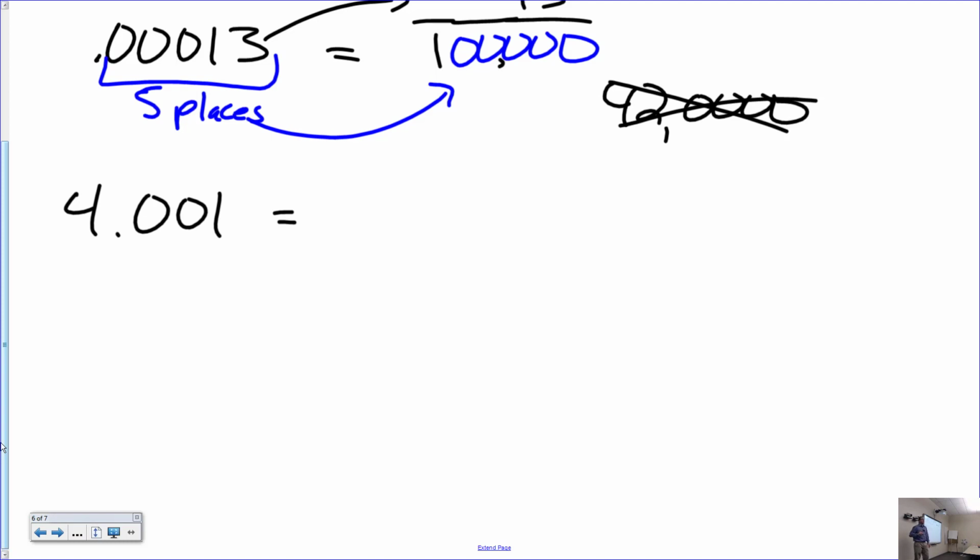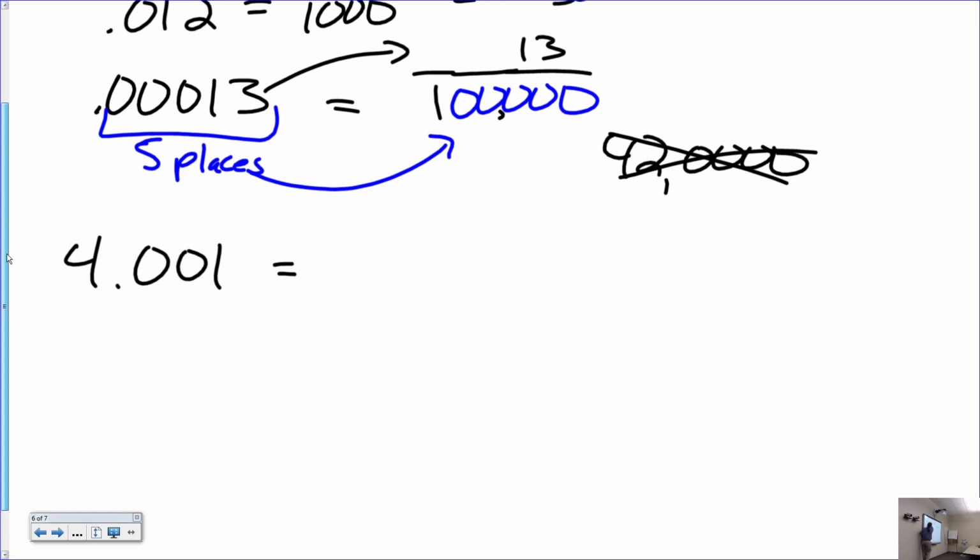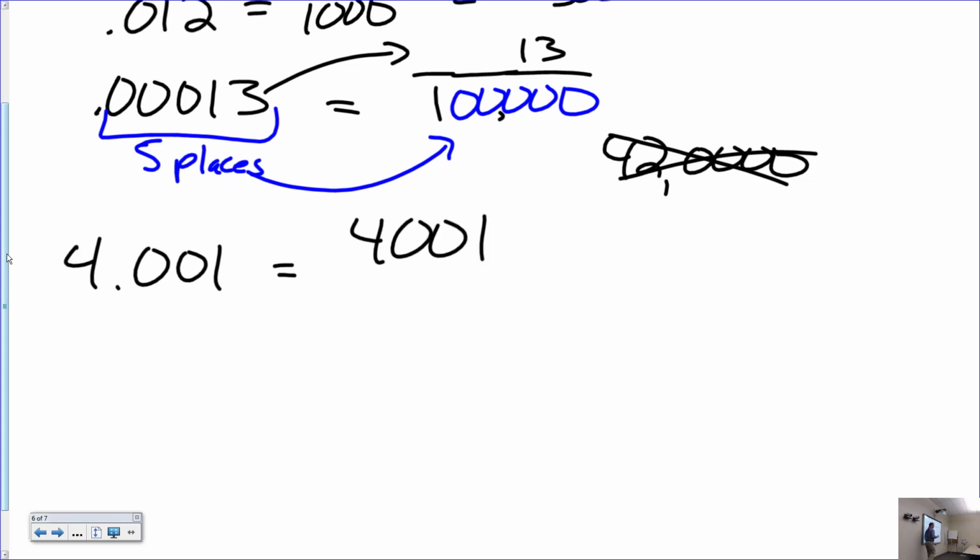Write that as a fraction. And yes, there is more than one way to write this fraction. Note, you are more than welcome to do essentially what we did up here. Take the number, throw the decimal point away, and write the number down. It's okay?